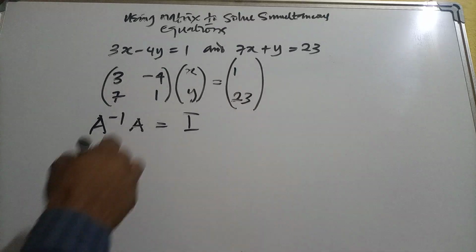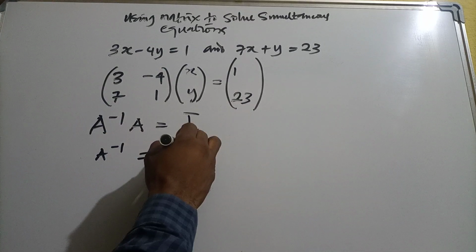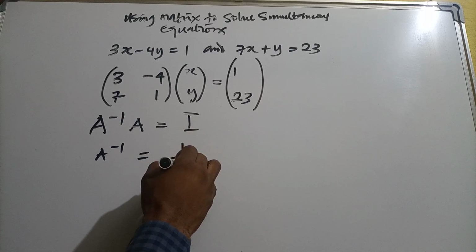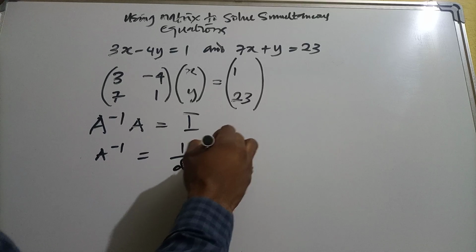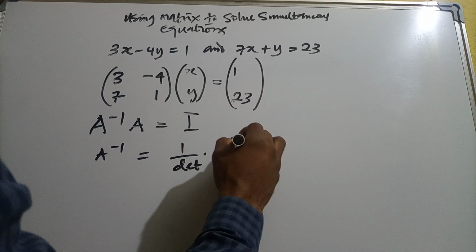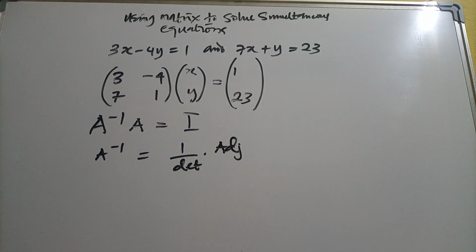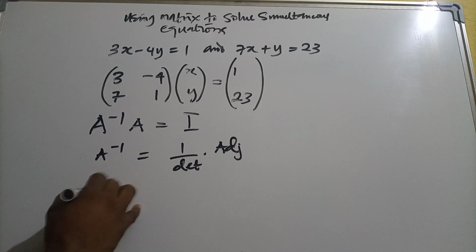The inverse of a matrix, A inverse, is equal to 1 over the determinant of that matrix times the adjoint of that matrix. So we are going to get the determinant of this 2 by 2 matrix.